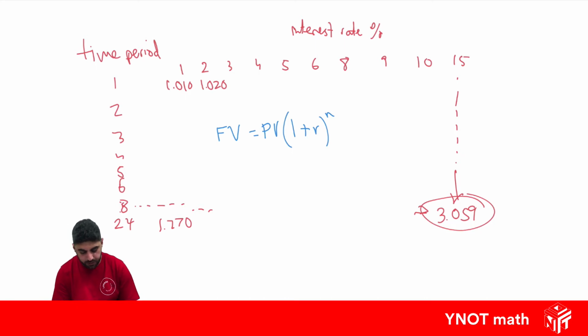And it's 3.059. But why is it 3.059? So let's just look at this part of the formula, the 1 plus r to the n. Because this is all we have here in this table. We have a bunch of n's down the side, they're our time periods, and we have a bunch of r's, our interest rate across here. Let's put those values into the formula, just in that section.